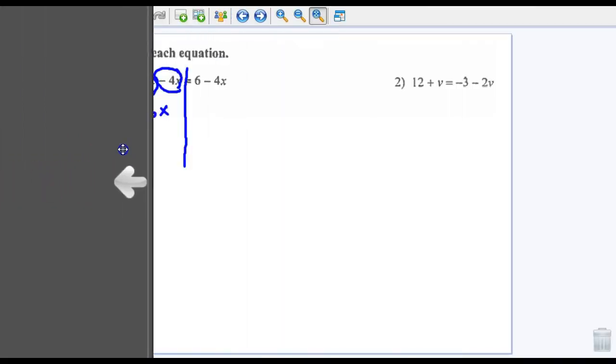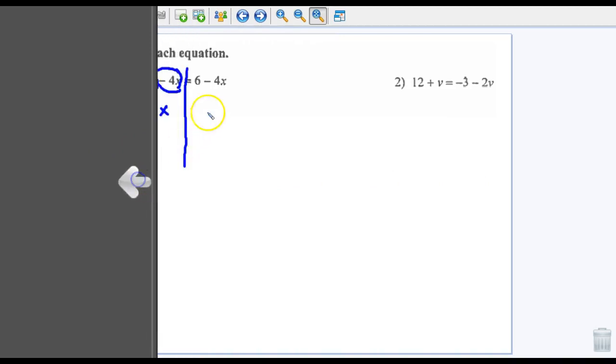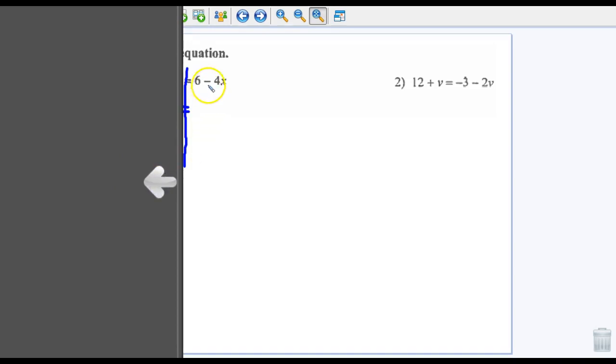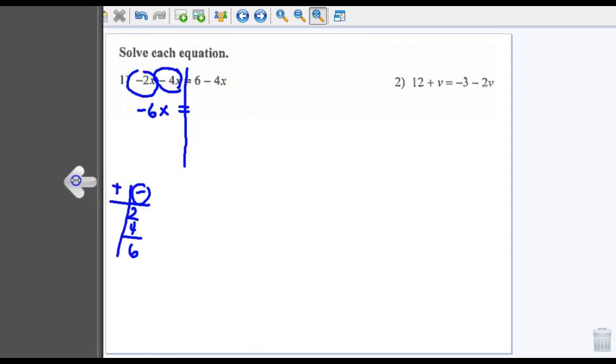Now I'm going to reveal the other side. Bring my equal sign down. So now I have a 6 and a negative 4x. Do I have any terms that I can combine on this side? I don't, right? So I'm going to go ahead and keep revealing here, and I'm just going to bring this whole side down. So my new equation says negative 6x is equal to 6 minus 4x.